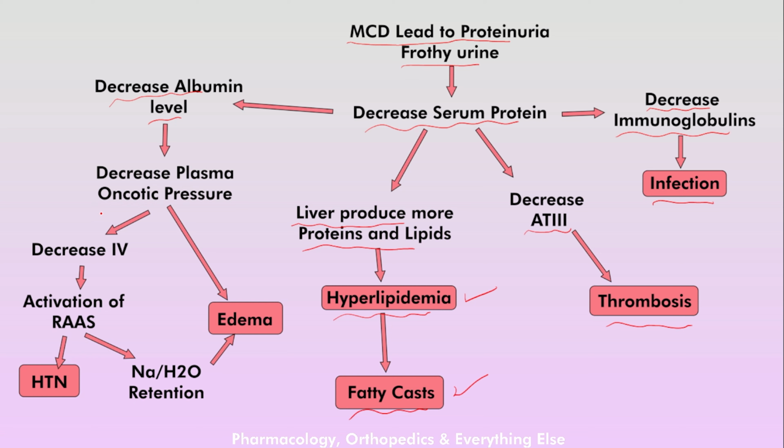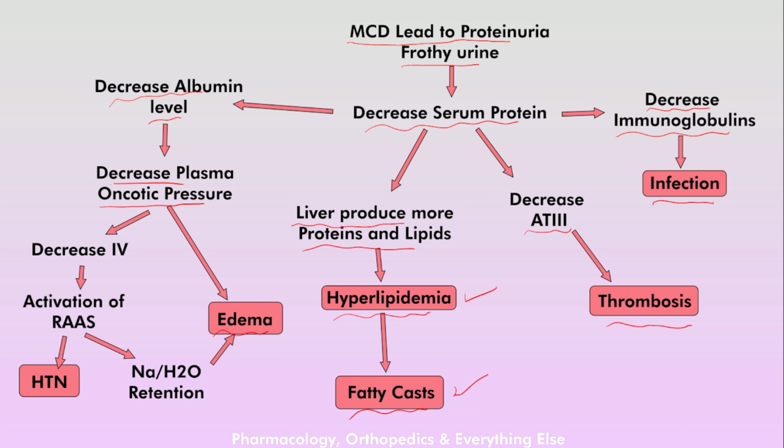So we have two types of pressures. We have the hydrostatic pressure and we have the oncotic pressure. The hydrostatic pressure is responsible for pumping the blood inside the circulation, and it is formed by the heart. The oncotic pressure, on the other hand, is responsible for keeping the fluid inside the circulation. And once the oncotic pressure is lost by losing the albumin, this would lead to edema.